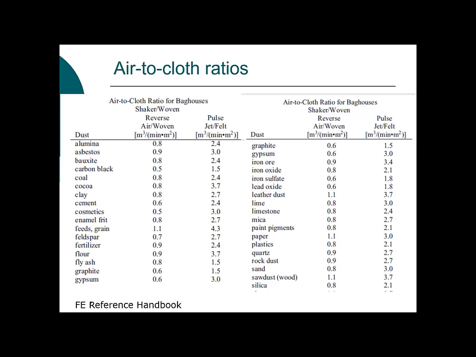So here is a table of air to cloth ratios. These are for baghouse filters. As you can see, it's a shaker or reverse air. And you see that it gives you values for air per woven material, and then for the pulse jet, it's per felt type material, and it gives you these values for a whole variety of types of materials.